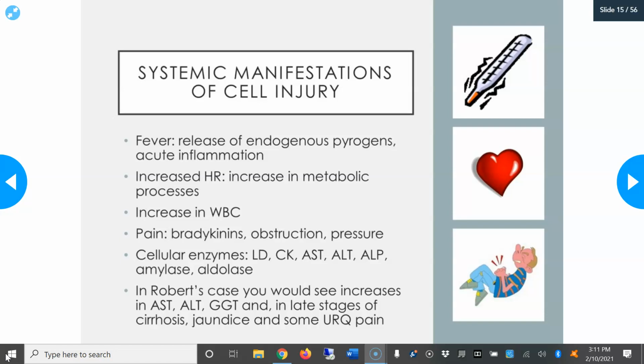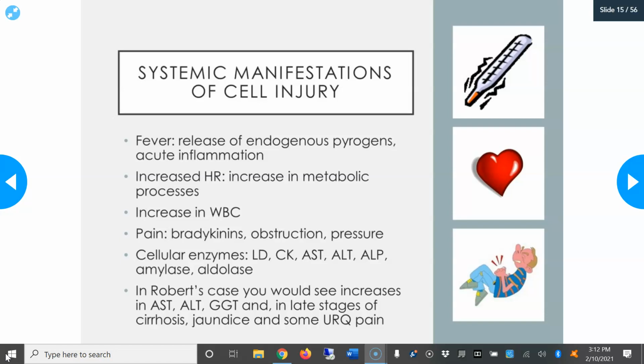An increased heart rate, which is usually due to an increase in metabolic processes, which can come from the injury, usually the immune system working, the increased demand on the body trying to fix and repair the imbalance. An increase in white cells, obviously if it's an infectious process, mobilization of the white cells to fight it off. Pain can be a sign of injury. The release of bradykinins causes pain, and anything that is obstructed will lead to pain, and then pressure. Usually the obstruction causes pressure, but anything where there's an increased pressure, you'll get pain.